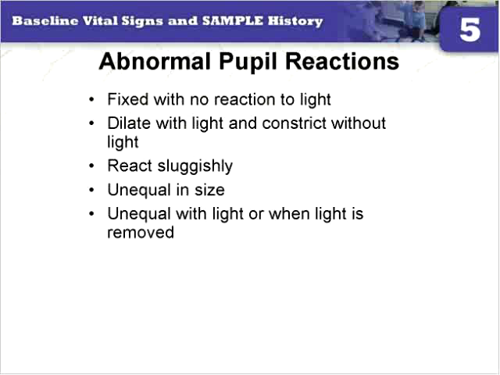Depressed brain function should be assumed if the pupils react in any of the following ways. Fixed with no reaction to light. They dilate with light and constrict when light is removed. They react sluggishly. They're unequal in size, unequal with light, or when light is removed.